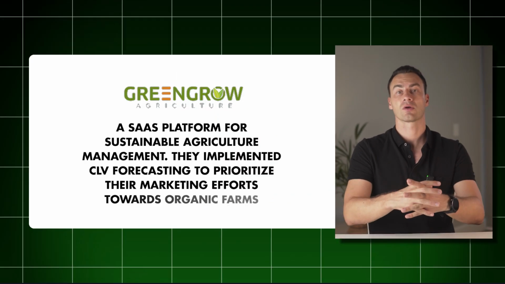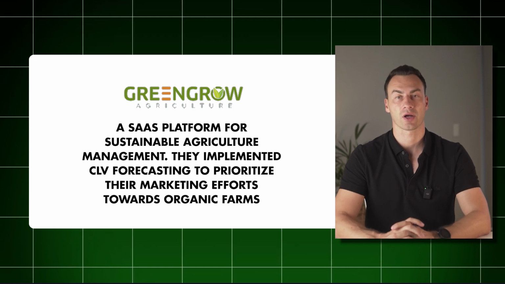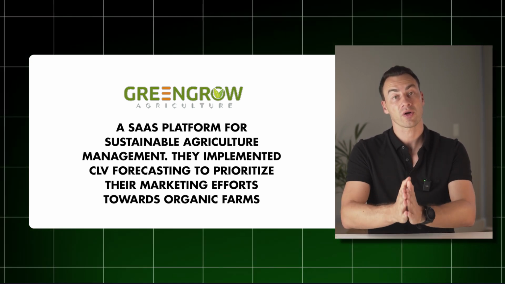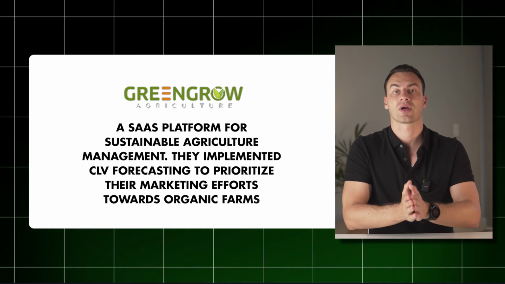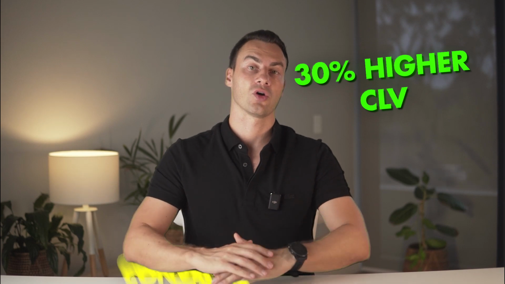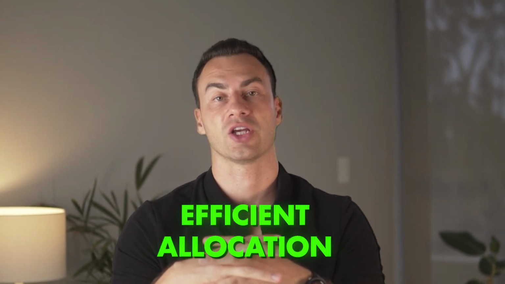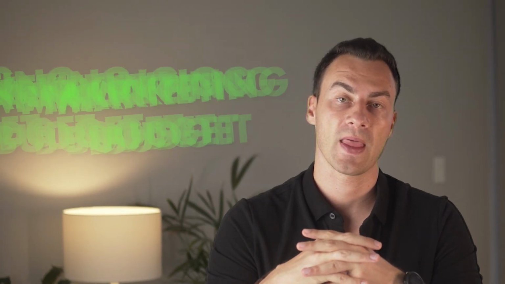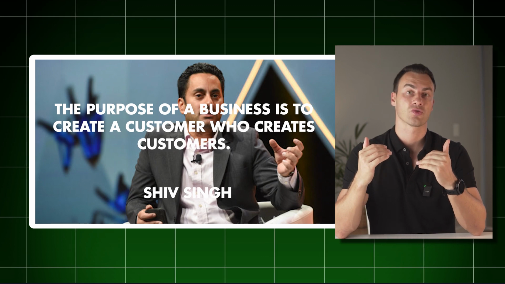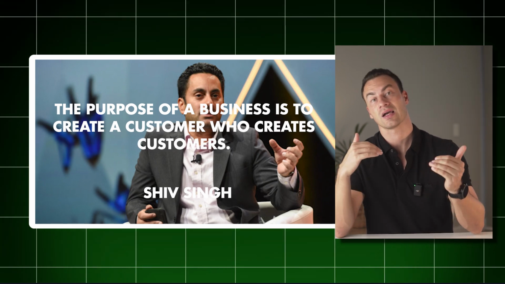An example is GreenGrow, a SaaS platform for sustainable agriculture management. They implemented CLV forecasting to prioritize their marketing efforts towards organic farms, which had a 30% higher CLV compared to conventional farms. This strategic focus led to a more efficient allocation of the marketing budget and significantly increased the customer acquisition. The purpose of a business is to create a customer who creates a customer.